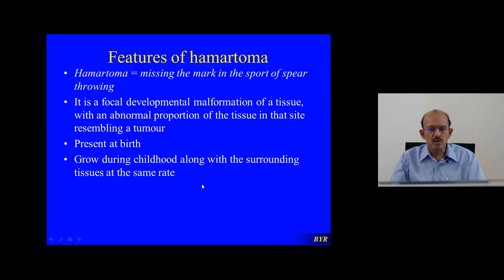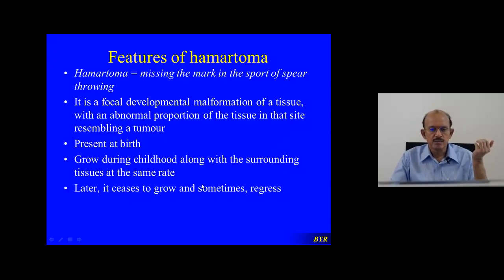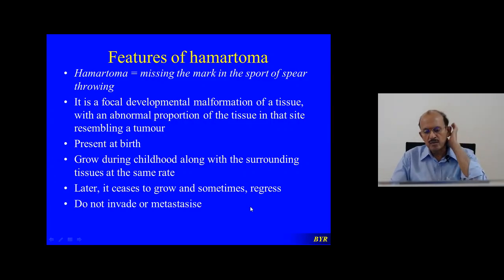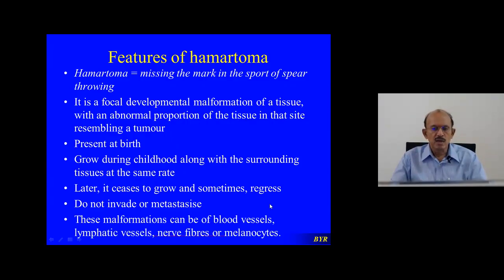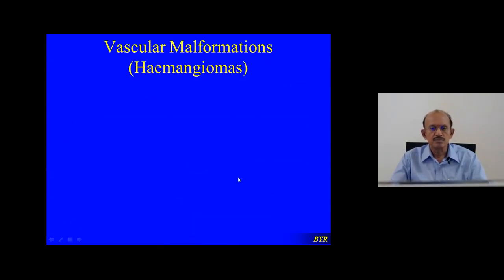They grow during childhood along with the surrounding tissues at the same rate because they are after all normal tissue. That's why they also grow up to puberty. Later, they cease to grow and sometimes even regress. They do not invade or cause metastasis. These malformations can be of blood vessels, lymphatic vessels, nerve fibers, or melanocytes. Vascular malformations, that is called the hemangiomas.